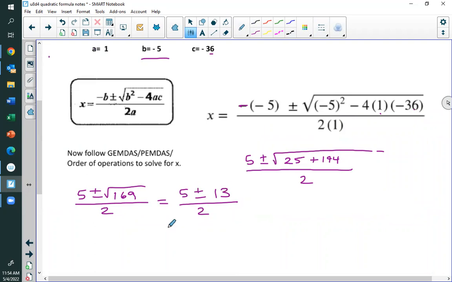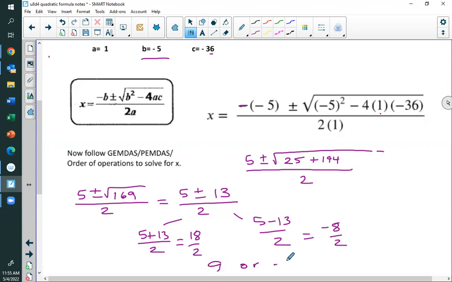So if I have 5 plus 13, it's going to look like this, 5 plus 13 over 2. Or remember, I can also have 5 minus 13 over 2. Everybody see, I just split up plus or minus. I've got plus on one side, minus on the other. So 5 plus 13 is 18 over 2. 5 minus 13 is negative 8 over 2. So my answers are 9 or negative 4. Those are my answers.